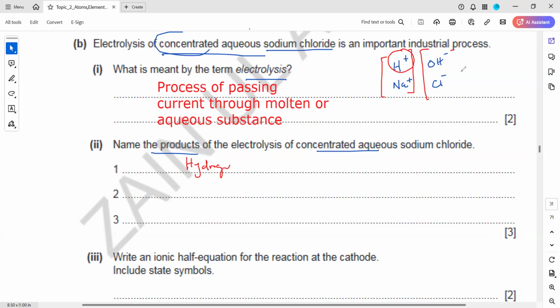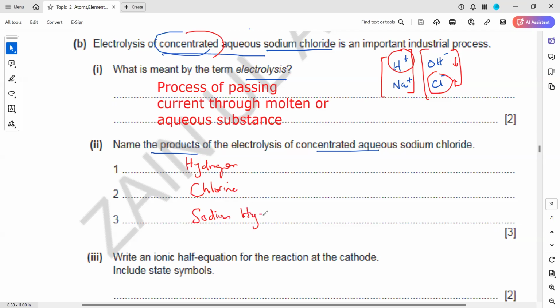For the negative ion, we check the amount. It is concentrated, so which is more? Chlorine is more, because concentrated means less water. So the other product will be chlorine. The third product is what is left behind. NaOH, which is also known as sodium hydroxide.